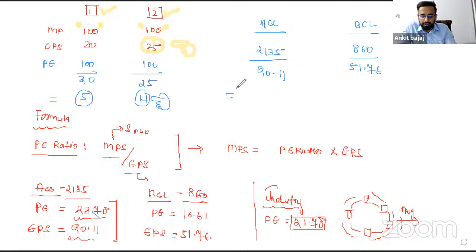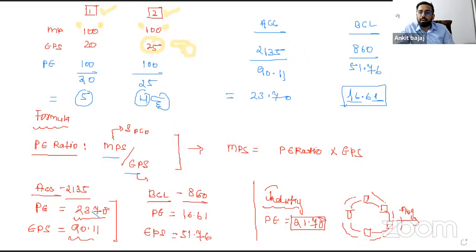Just a moment, I will calculate. So here, 2,135 divided by 90.11 is going to be 23.70. For BCL, 860 divided by 51.76 is 16.61. So definitely right now, if you're considering only the PE ratio, where should you invest your money? Definitely you should invest into Belloc Corporation.